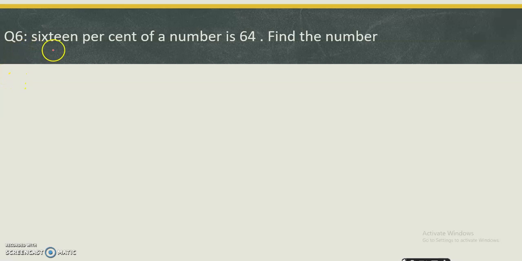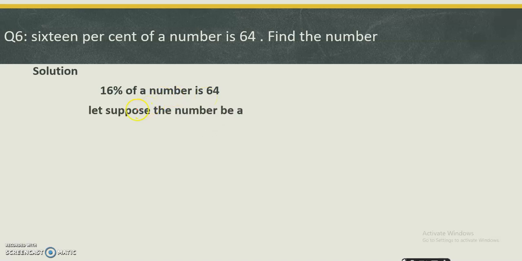Now question number 6 of this exercise is 16% of a number is 64. We have to find the number. 16% of any number is 64, and we have to find that number. So first we write solution. 16% of a number is 64. Let's suppose the number be A. We suppose number A. So 16% of A is equal to 64. So A multiplied by 16/100 is equal to 64.